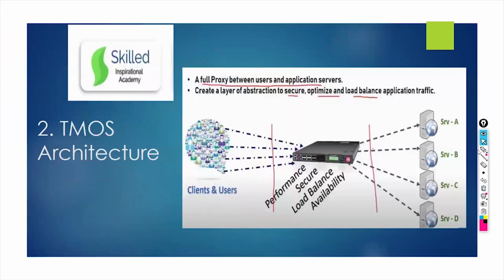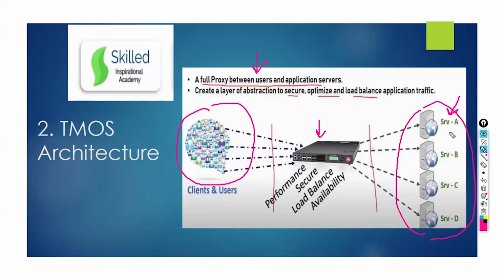And this is how your TMOS architecture is. There will be a full proxy device coming between your user that is sitting on the internet and your servers that is used for load balancing. Your application Sianets.com will be hosted here also, here also, here also, and here also. So it will give you security, availability, performance, and load balancing features. It will help you to secure your application, optimize, and load balance.